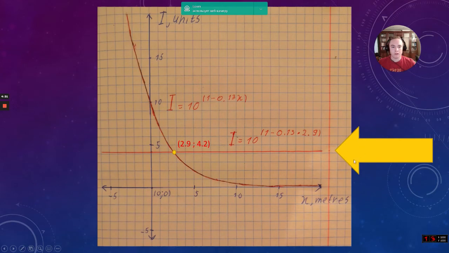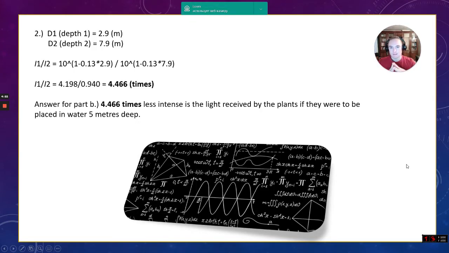Let's have a look at our graph. As you can see, I've added one more line, and there is a point where it intercepts the basic graph for the basic equation, and that's 2.9 and 4.2. But now we need to go to the second question. Since it was written that we need to go 5 more meters down, that's basically 2.9 plus 5 meters, which is going to be 7.9. So D1 is for depth 1, that's going to be 2.9 meters, and D2 is for depth 2, 7.9 meters.